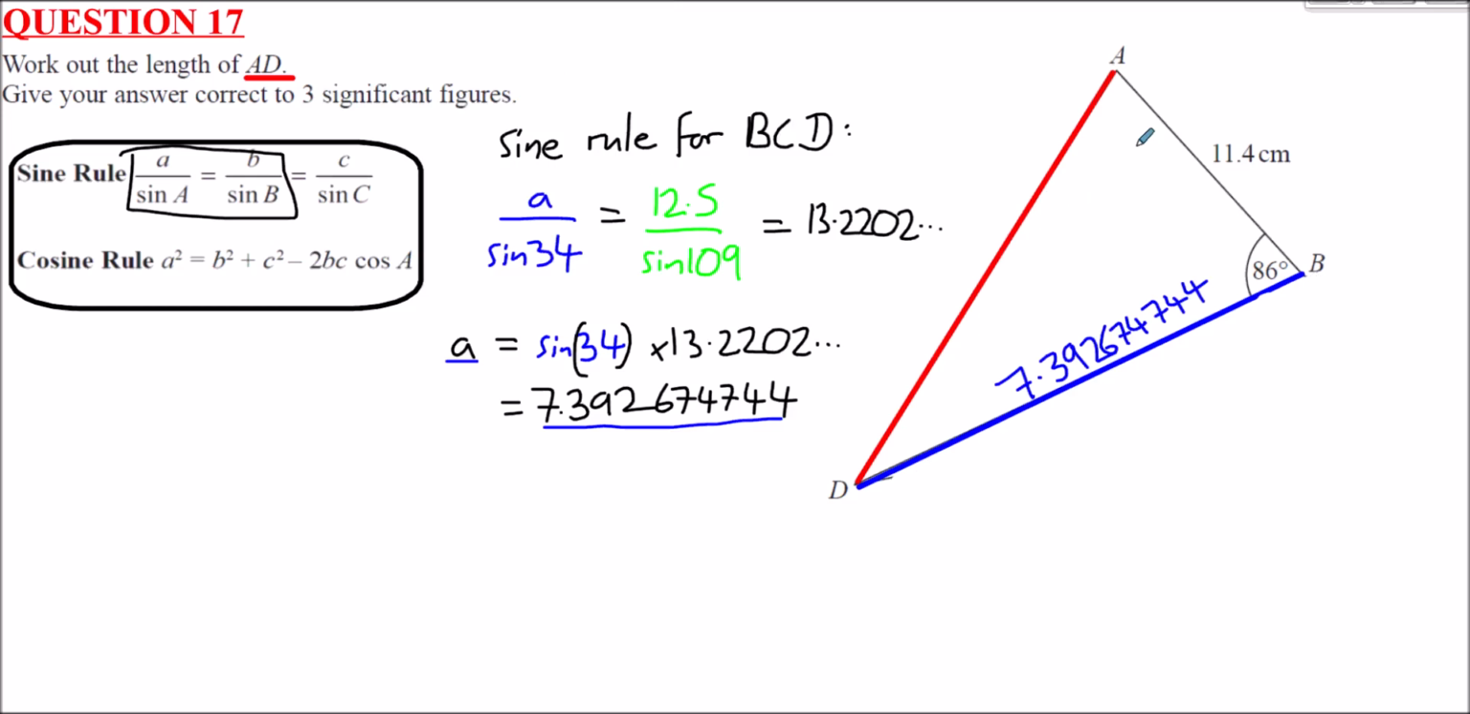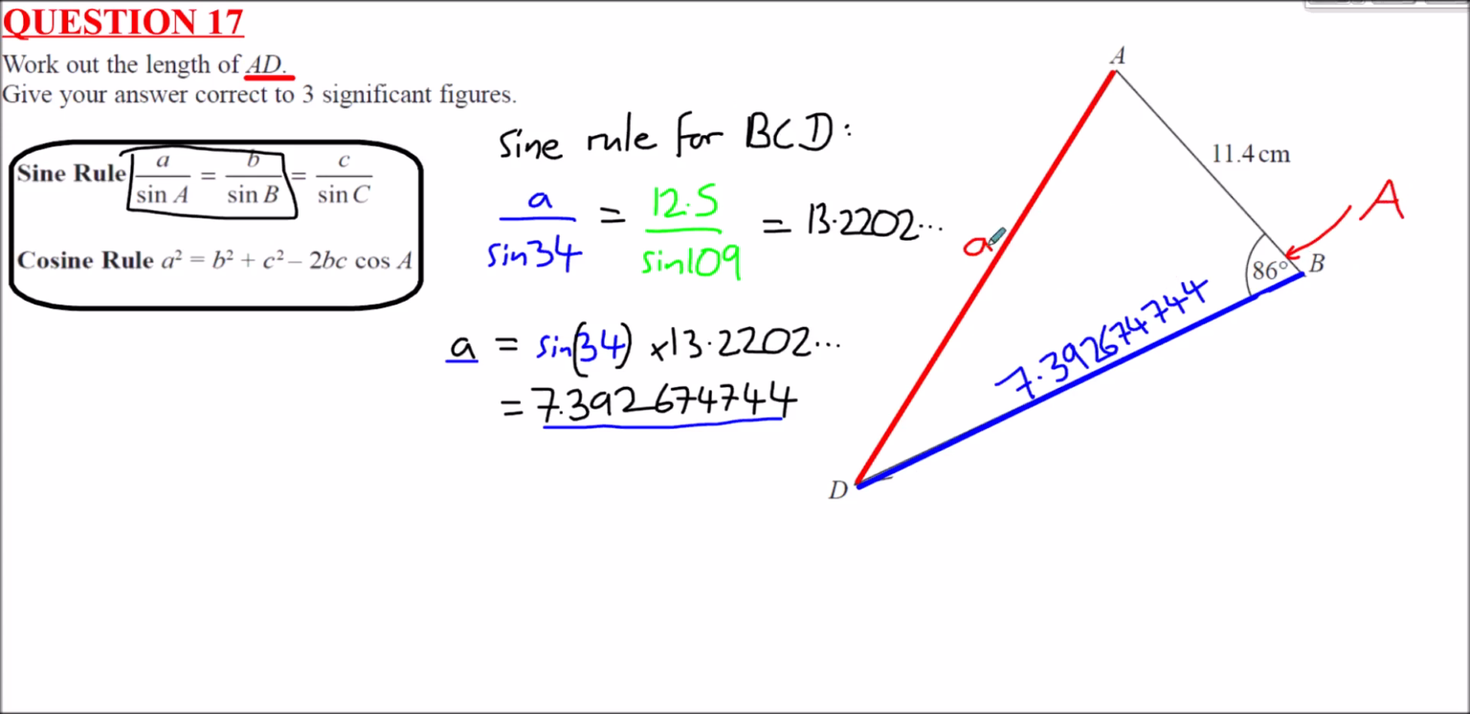And now I can relabel if I want. So I'm trying to find AD. Okay, so I'm trying to find a side. I'd always suggest labeling the side you want to find, if you can, as side a. I know you're probably thinking, well, I did a before, but forget that now. Scrap it. We've got what we need from that part of the question. Let's relabel. So that's a. Opposite to that is angle big A.